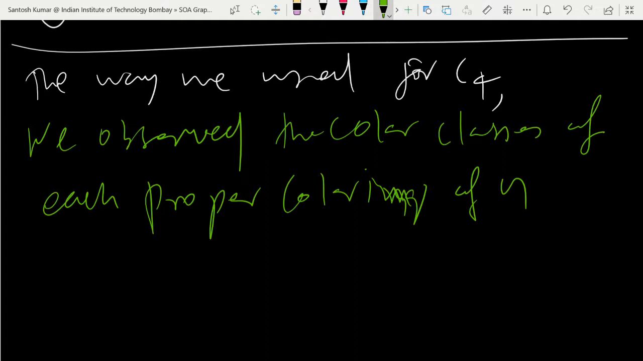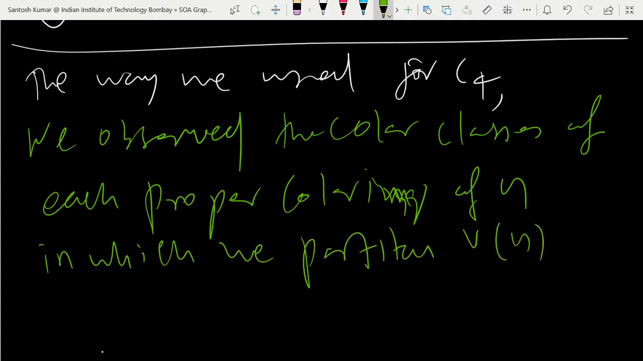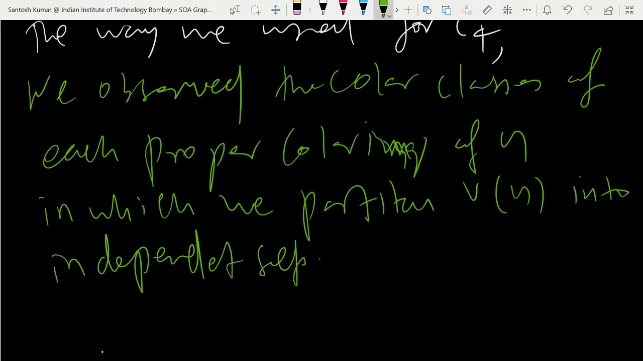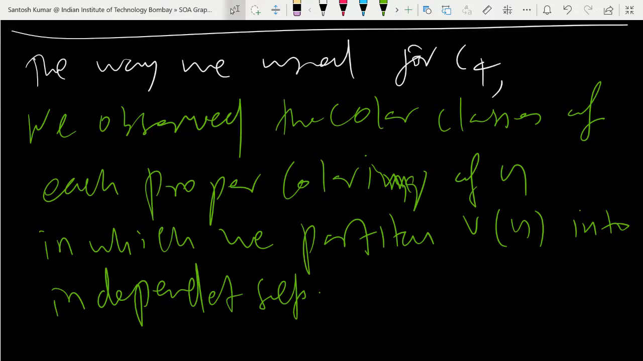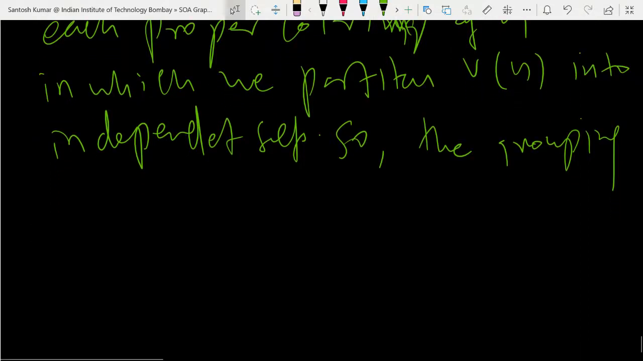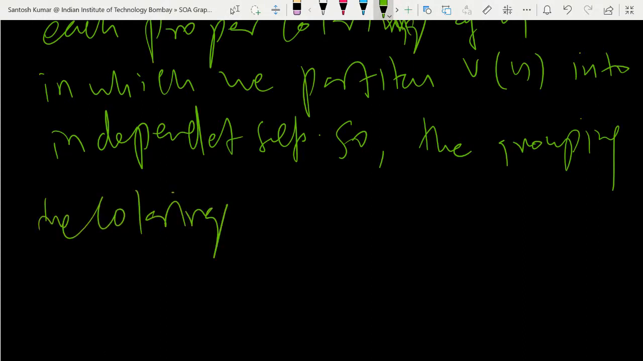That partitions the vertex set V into independent sets. Or you can say we partitioned the vertex set into independent sets. So we are grouping the colorings according to this partition. Okay, according to this partition.